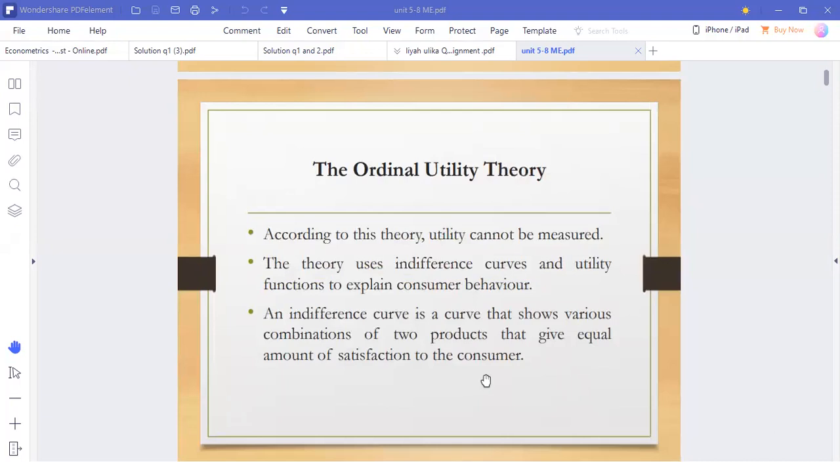And when we go to our ordinal theory, according to this theory, it disputes that utility can be measured. This theory actually uses indifference curves and utility functions to explain consumer behavior. So we're going to look at what an indifference curve is. This is a curve which shows various combinations of two goods that will give you an optimal level of satisfaction.